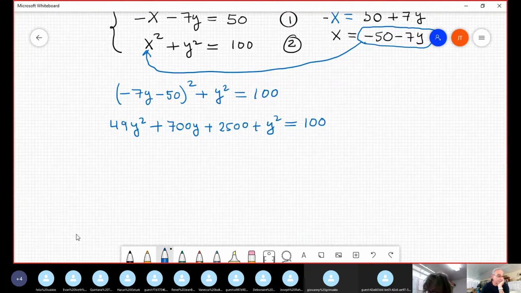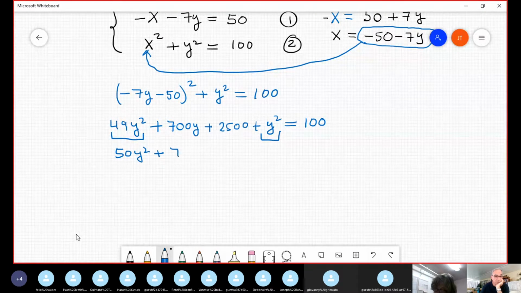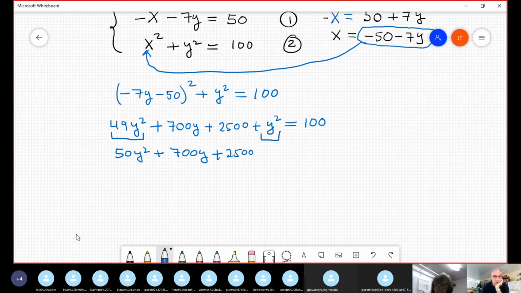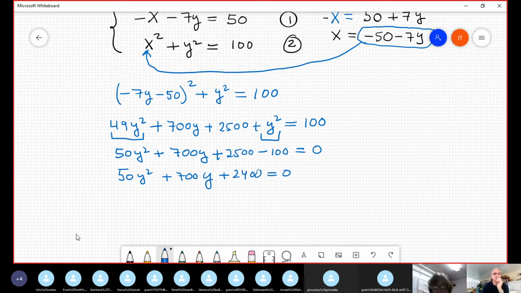Okay, great. So this looks like a quadratic equation. I can see 49y squared and another y squared, so I can combine like terms: 50y squared plus 700y plus 2500 minus 100, equal to 0, because the right-hand side must be 0. So my equation so far is 50y squared plus 700y plus 2400 equals 0. I focus on the quadratic equation, and that's it.